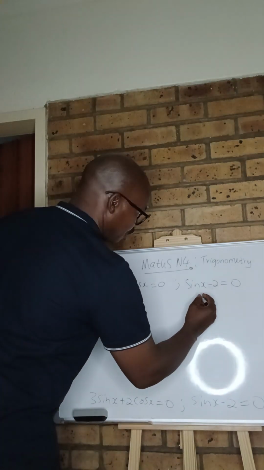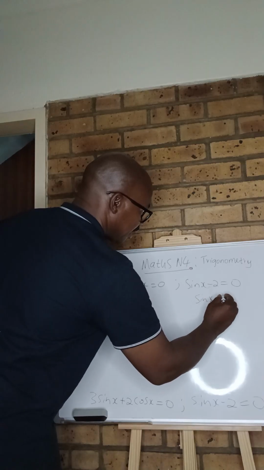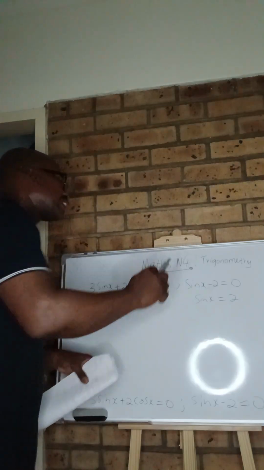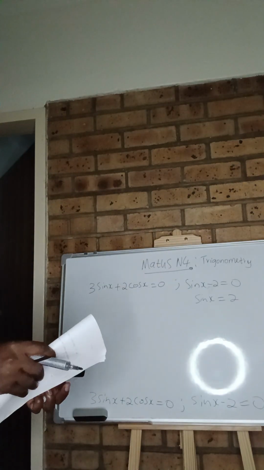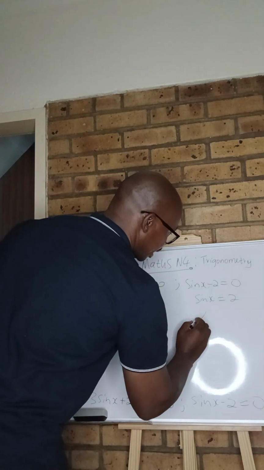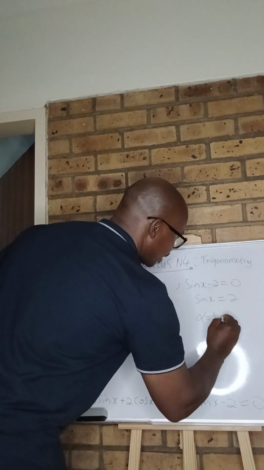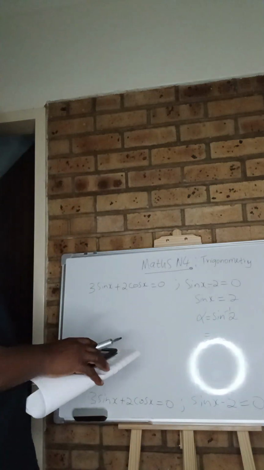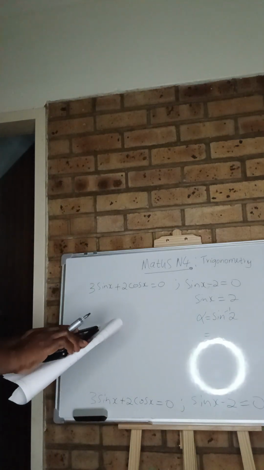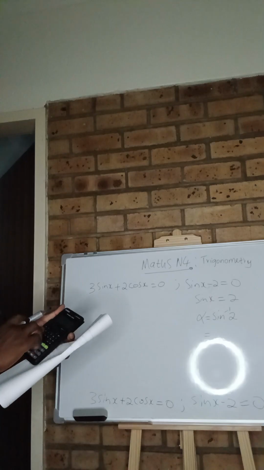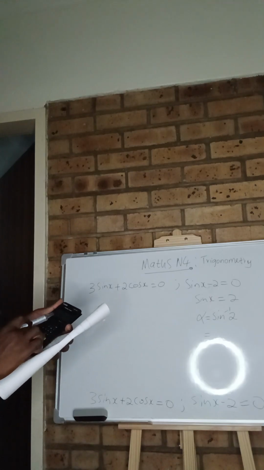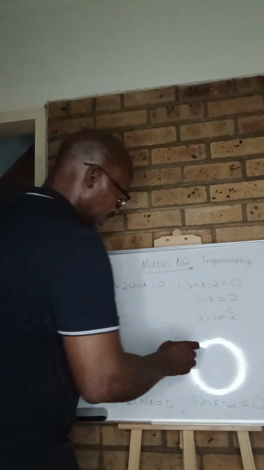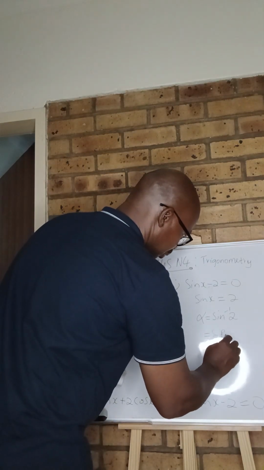Let us start with a simple one. Sine x is equals to 2. What we do, we take 2 to the other side. And then from there, let us get a reference angle, alpha. Second function of sine 2. Alpha is equals to second function. Punch your calculator, shift sine 2. What do you get? You get error. So it means you cannot continue with this solution.